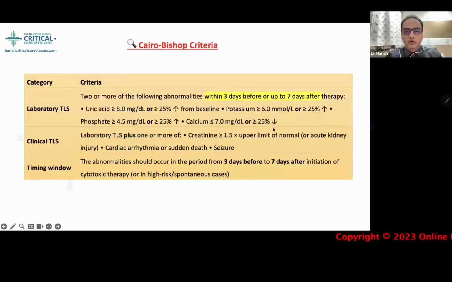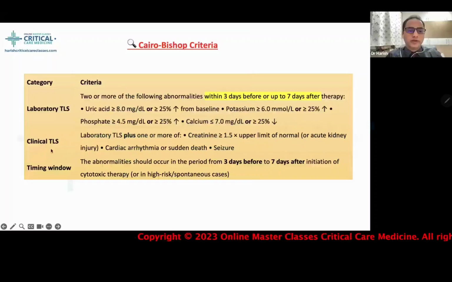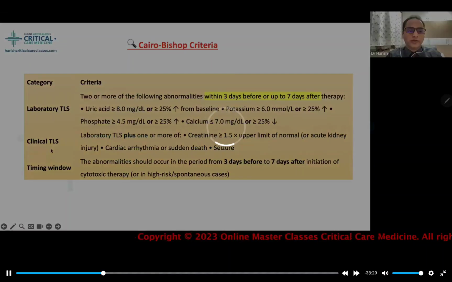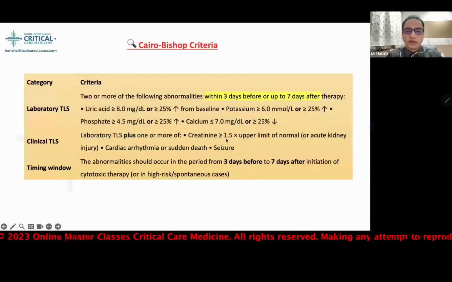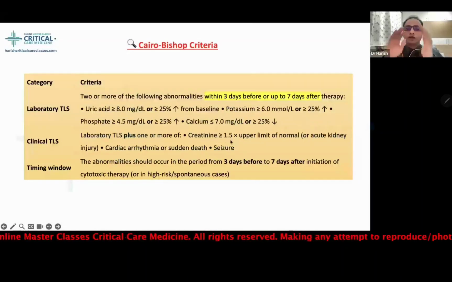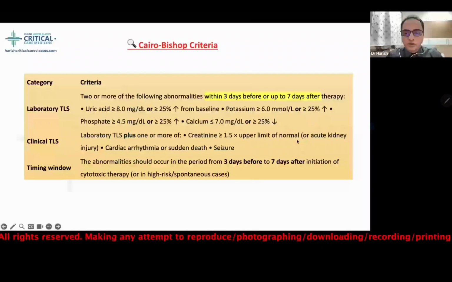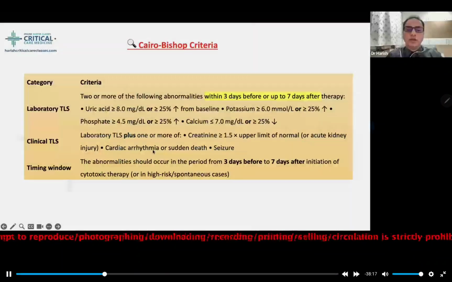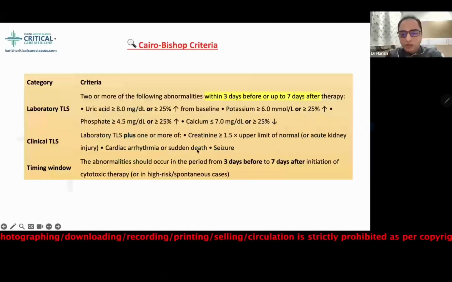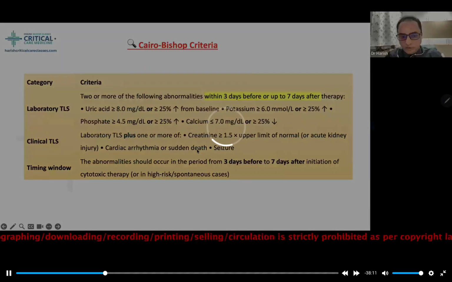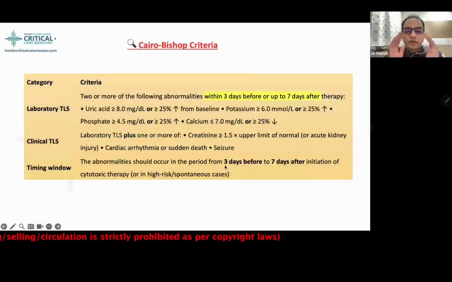So along with lab criteria, we have clinical TLS criteria. So lab TLS plus one or more of the clinical criteria, like creatinine more than or equal to 1.5 times the upper limit of normal, or already having an established acute kidney injury, cardiac arrhythmia, sudden cardiac death, or the patient is having a convulsion. So timing window: the abnormality should occur within 3 days before or 7 days after the initiation of cytotoxic therapy.